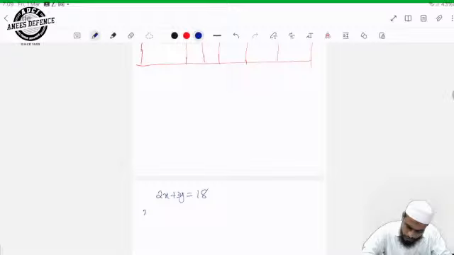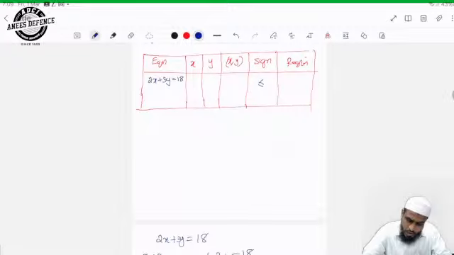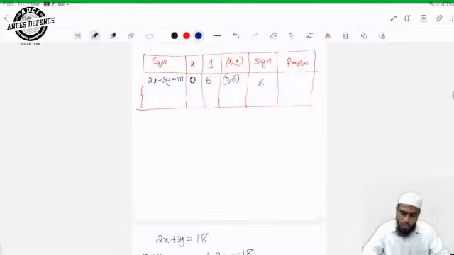First you have to put x is equal to 0. If you put x is equal to 0 in this equation, 2 into 0 plus 3y equal to 18. So you will be getting 3y equal to 18, which implies y equal to 18 by 3, that is 6. So here we assumed x as 0, we are getting y as 6. So our coordinate is 0 comma 6.